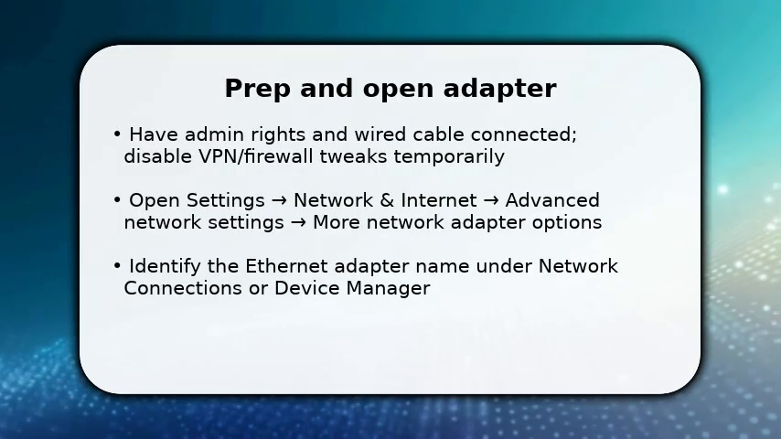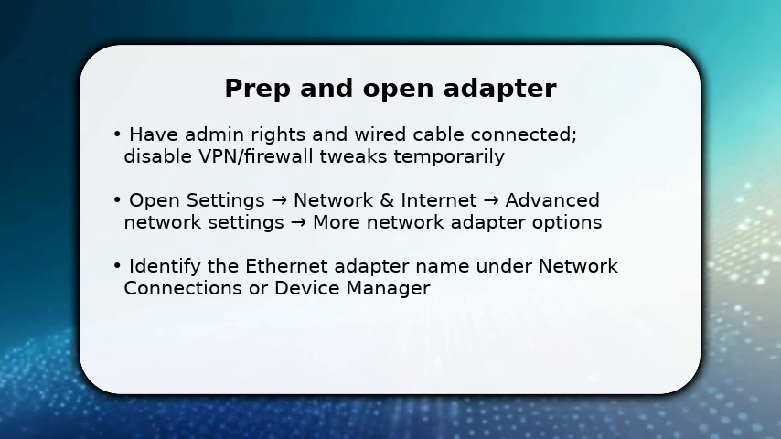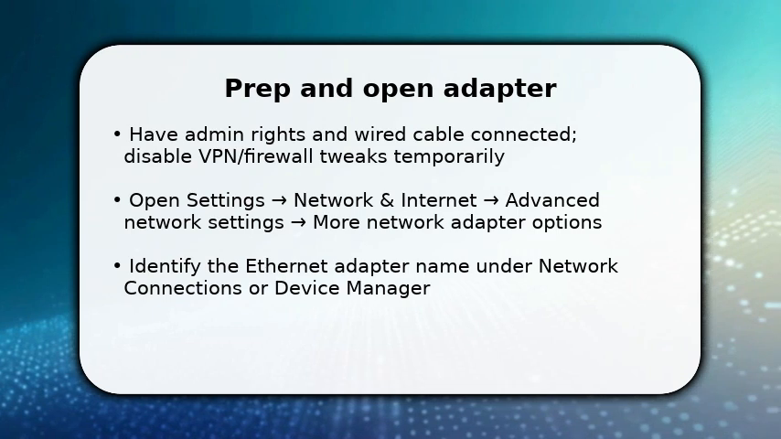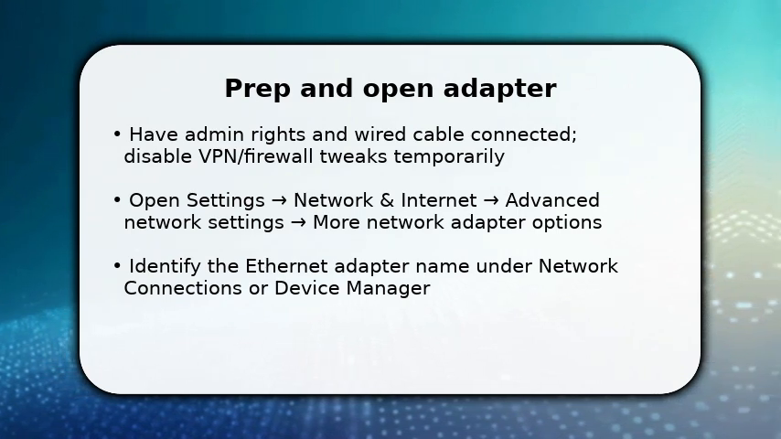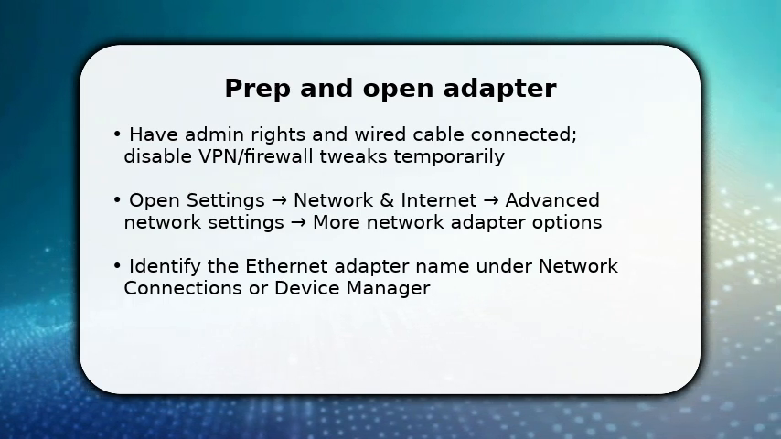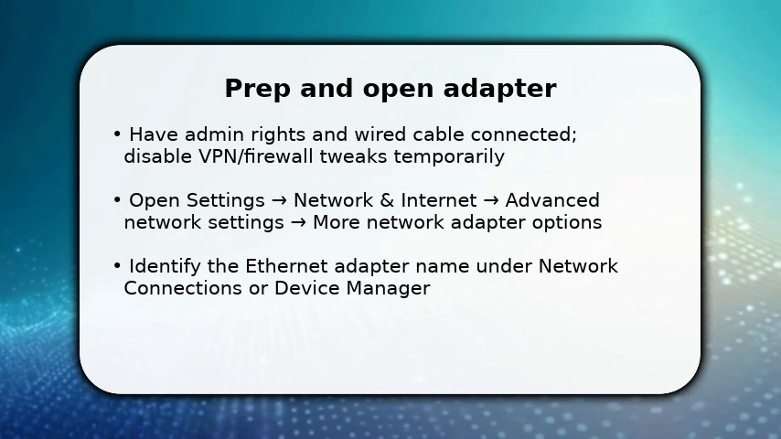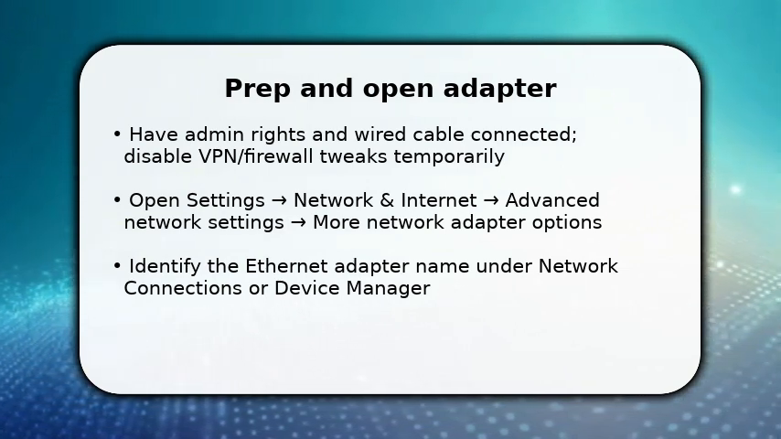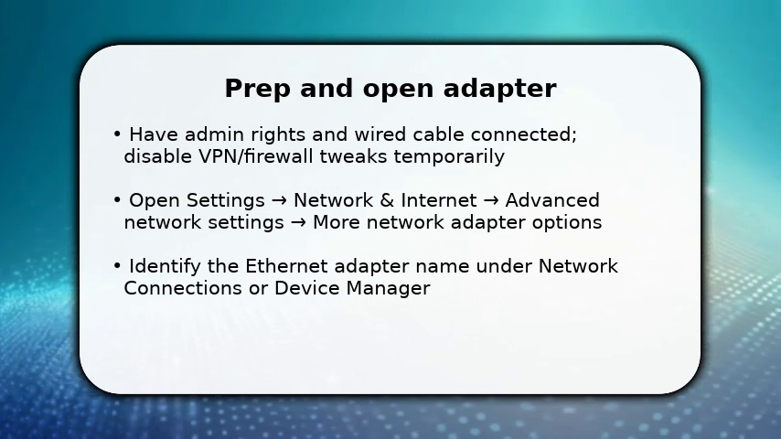You start with admin access and a live Ethernet cable. That ensures changes take effect. Once ready, open Settings, go to Network and Internet, then Advanced Network Settings, and click More Network Adapter options to reach network connections. If you prefer, press Win+X and choose Device Manager, expand Network Adapters, and locate the Ethernet device.